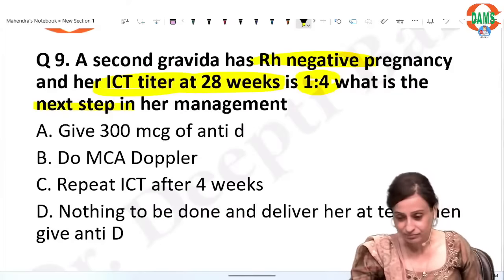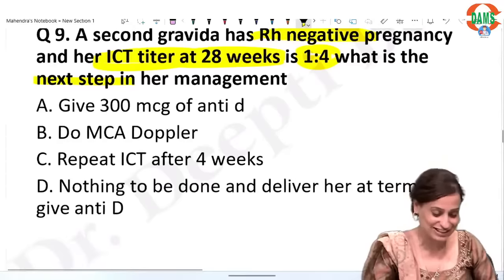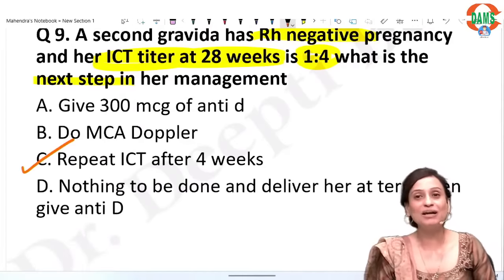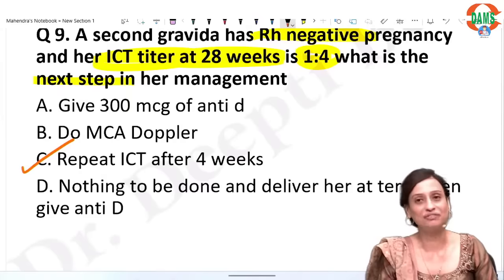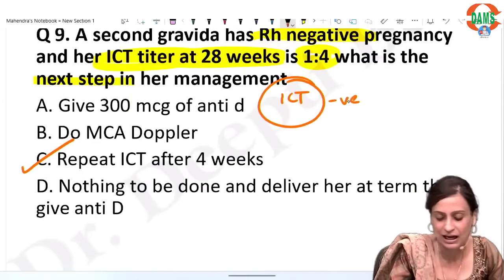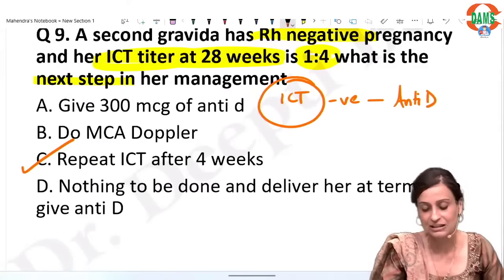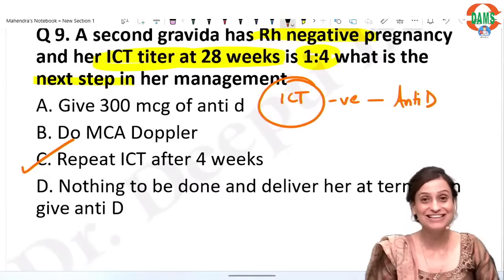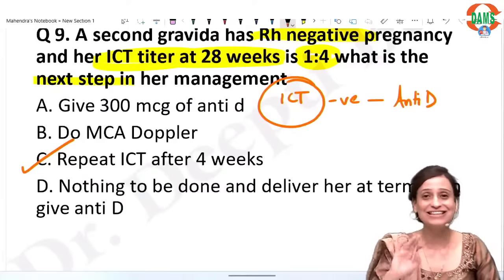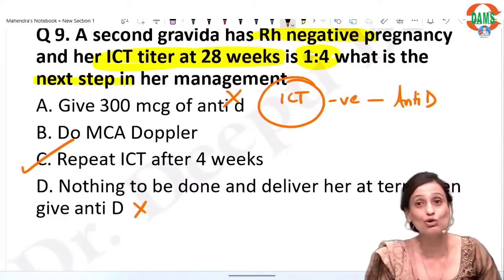Absolutely right. So Kashma and Adit, no, Shambhavi, the answer is not D. So let's look at this. The answer is C. Repeat ICT after 4 weeks. Please remember, ICT only and only if it is negative, that's when you give anti-D. You will not mark anti-D to be given if ICT is positive. So in this question, anti-D is out. In fact, option D is also out.